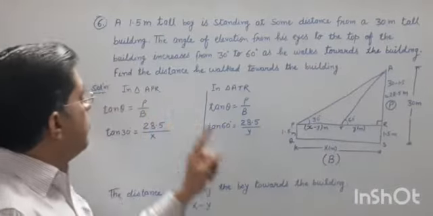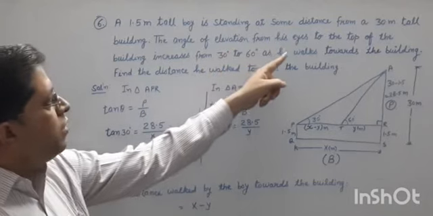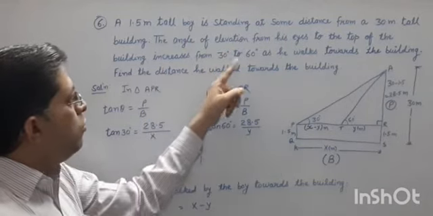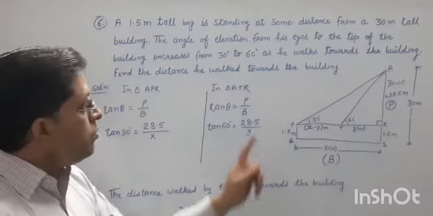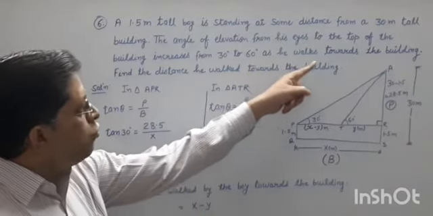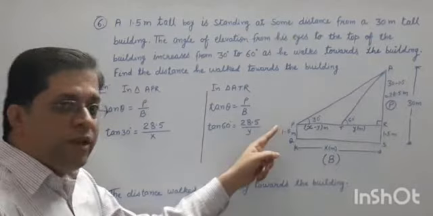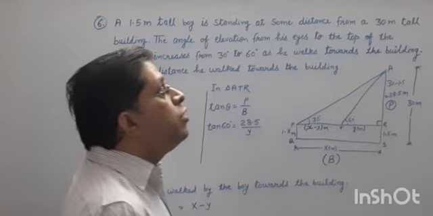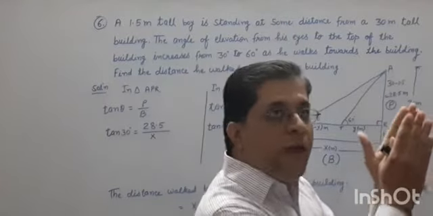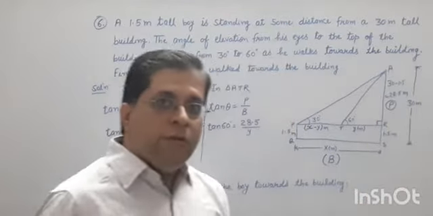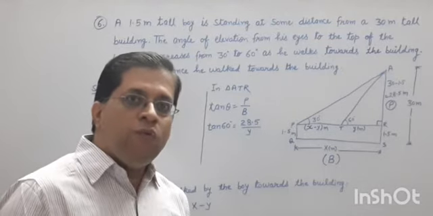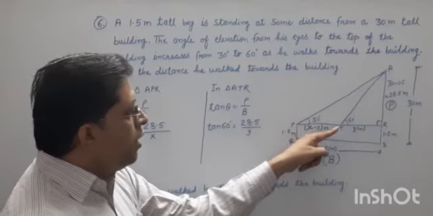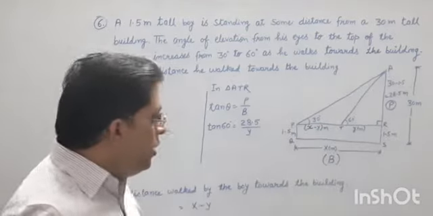30 degree. The angle of elevation from his eyes to the top of the building increases from 30 degree to 60 degree as he walks towards the building. Now the boy is standing here, now watching the top end of the building, so his angle will increase. That angle is called angle of elevation. From 30 degree, the angle increases up to 60 degree.